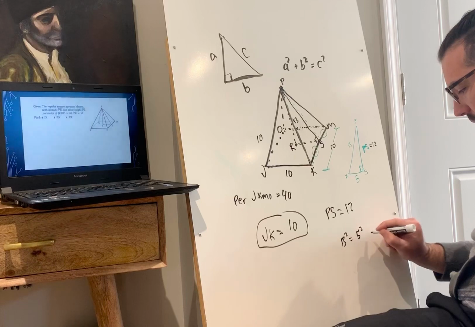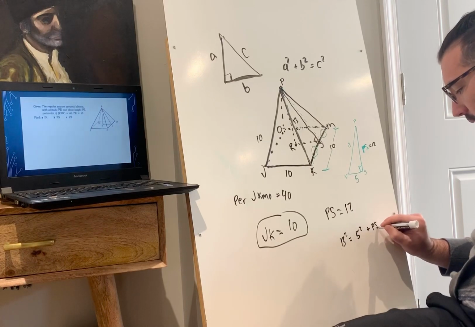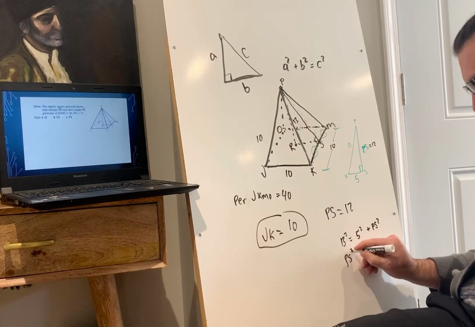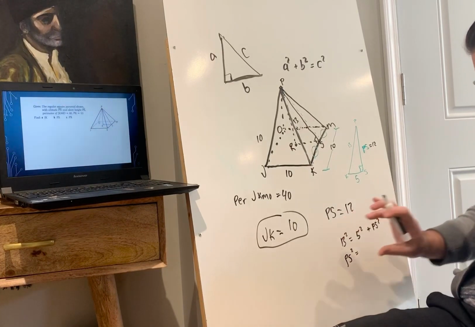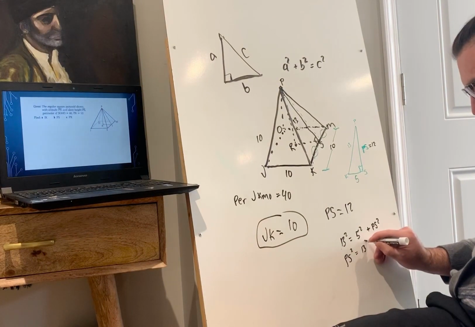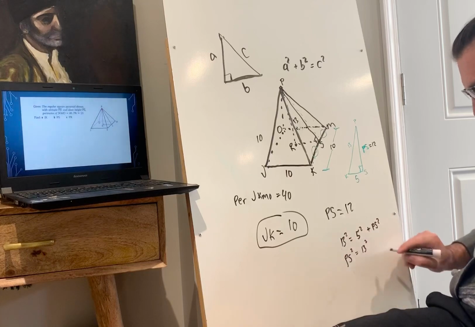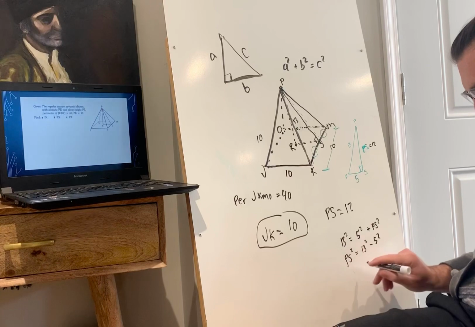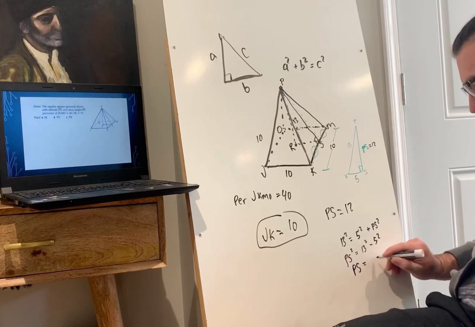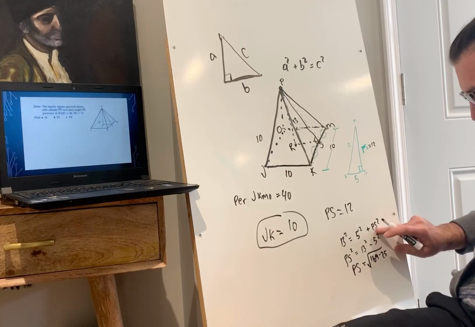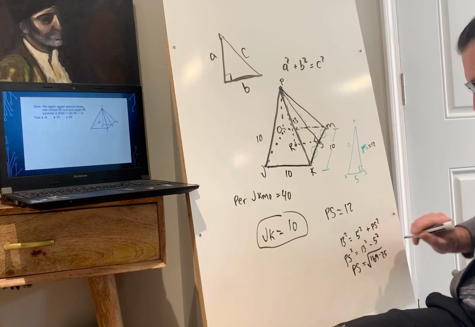5 squared plus PS squared, right? And if I'm solving for PS, let me put it on this side. I'm just switching sides. Solving for PS, I'm going to subtract 5 squared from 13 squared. Then I'm going to take the square root. So PS equals the square root of 169 minus 25, because 5 squared is 25.